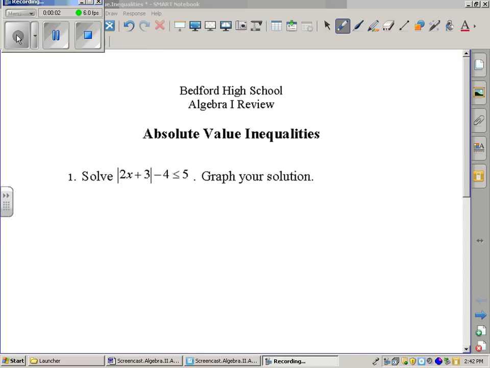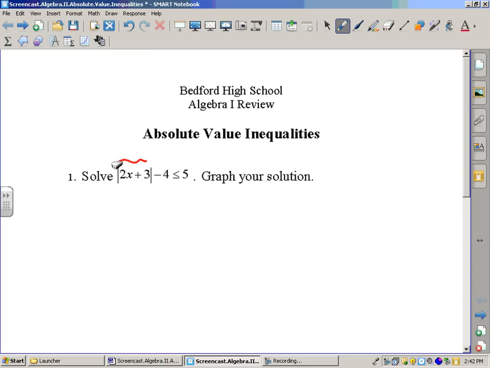All right, this is solving absolute value inequalities. We're going to work through 3 different examples today. So here we go. The first problem, we need to isolate the absolute value before we can split it into its 2 separate solutions. And the way to isolate the absolute value, which is right here, is I need to get rid of this minus 4.